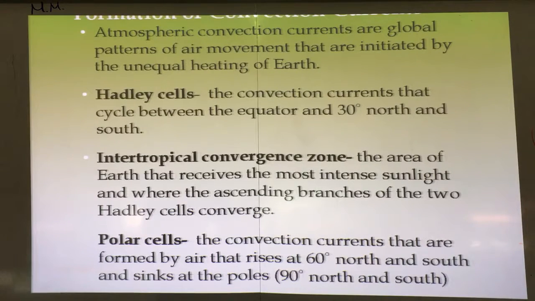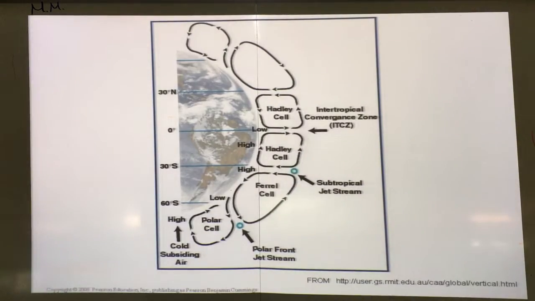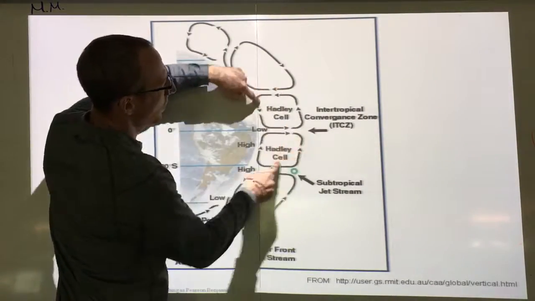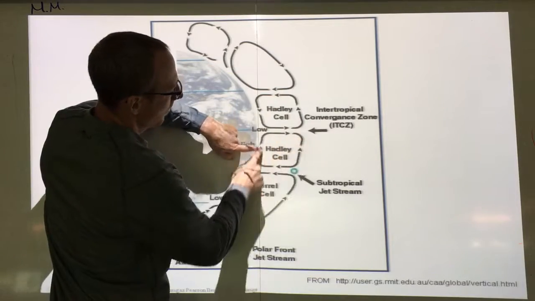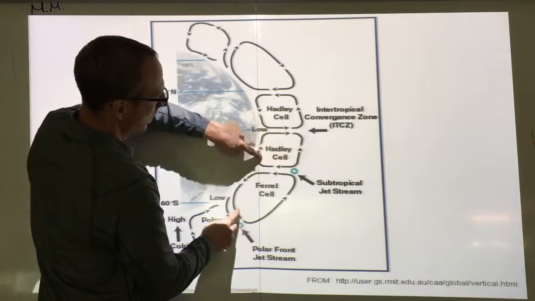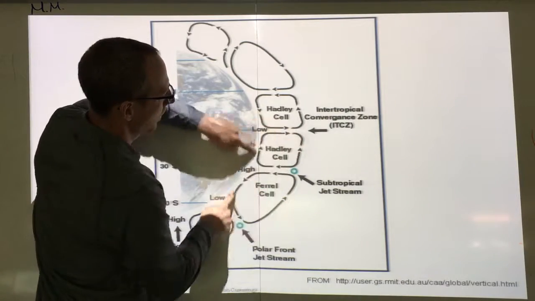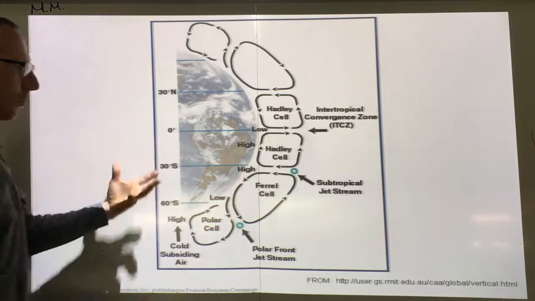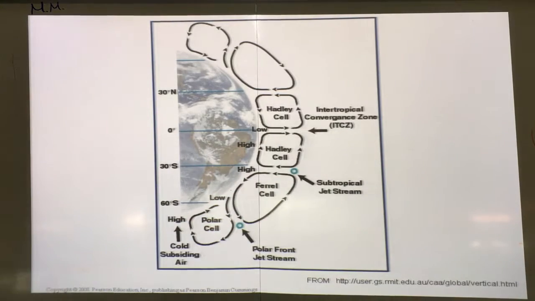Convection current. So now let's talk a little bit about the Hadley cells, the polar cells, and the Ferrel cells, which aren't up there. But what we're going to look at is where they occur. And notice they're like gears. They work with each other. And then this one is going like this, okay? And then these are going this way, and then these are going this way. Okay, they're working with each other, okay?